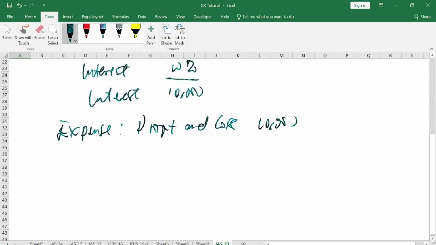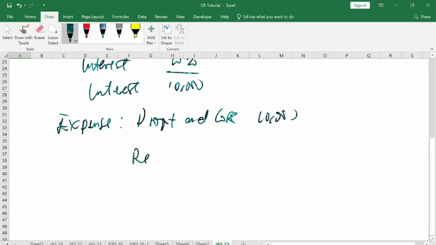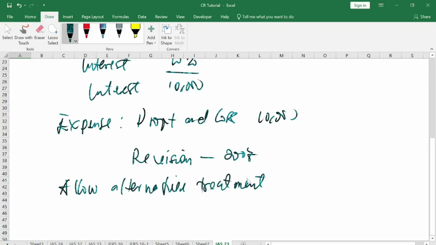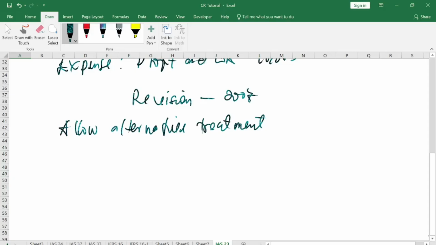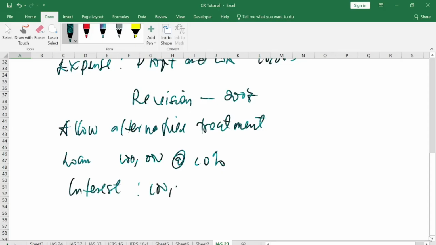However, after the revision in 2007, the borrowing cost treatment changed. It is now the allowed alternative treatment. Under the allowed alternative treatment, all the borrowing cost is capitalized to the cost of the loan. For example, if you have a loan of 100,000 at 10%, the interest will be 100,000 times 10%, which gives you 10,000.